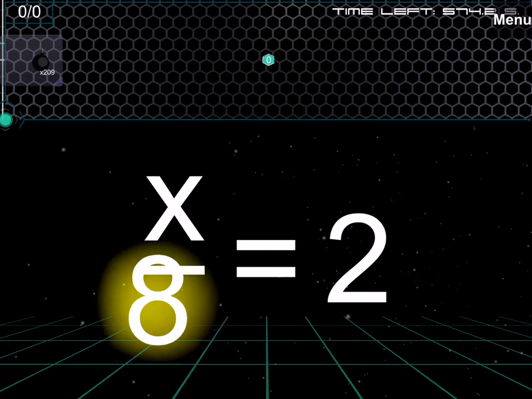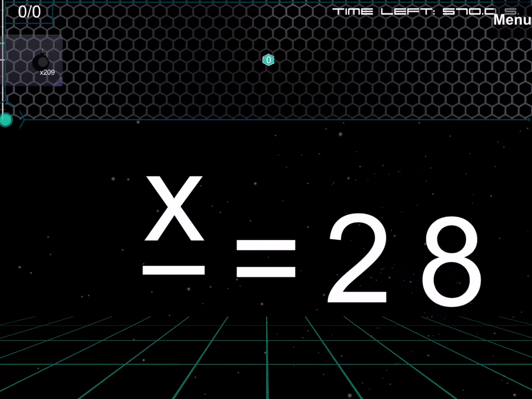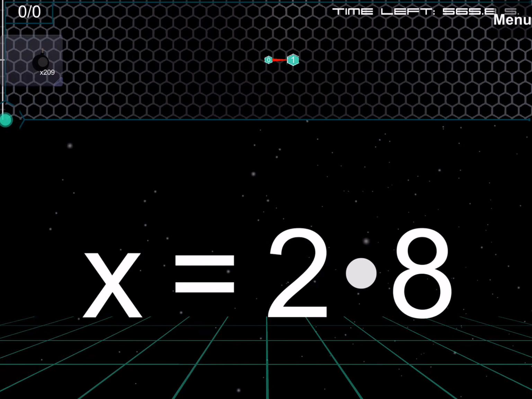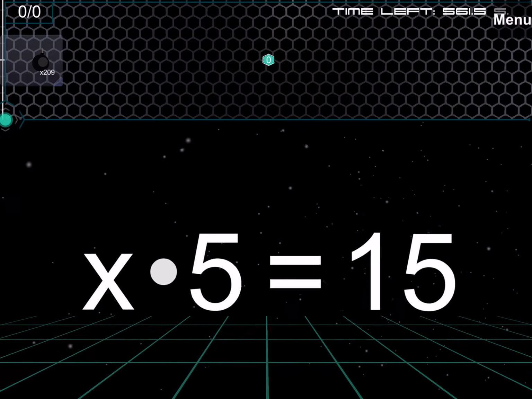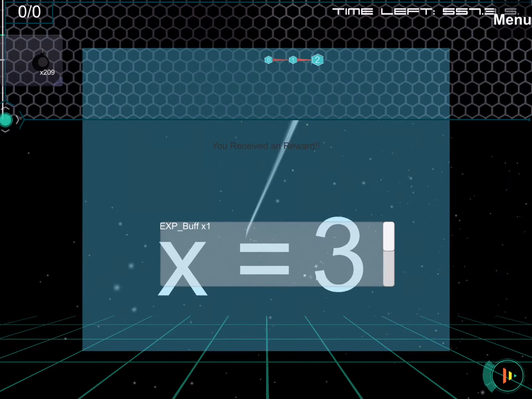Here we have 8 in the denominator, and you move it to the right side, then it becomes the numerator, and you can do this multiplication. And this one too, you move it down, then it becomes the denominator.